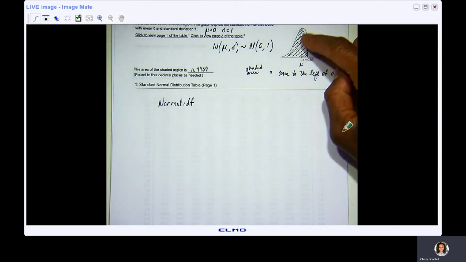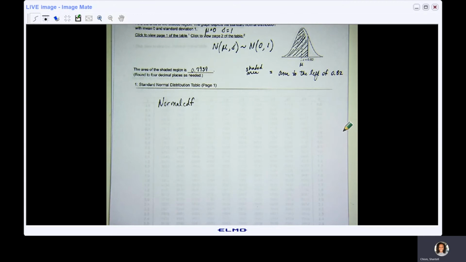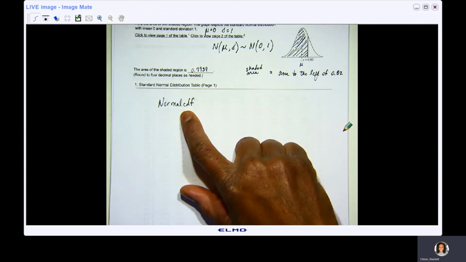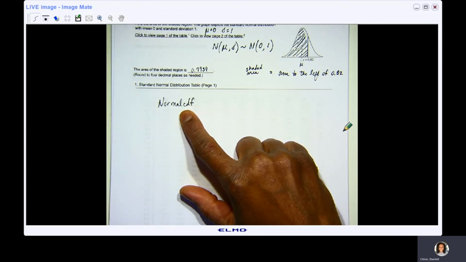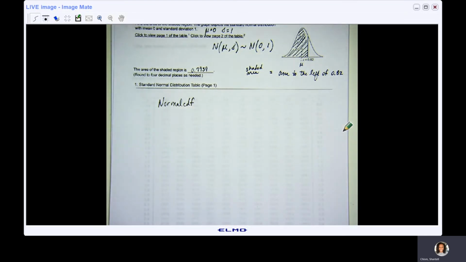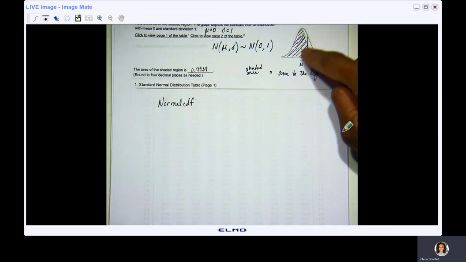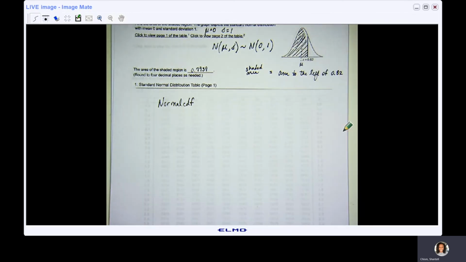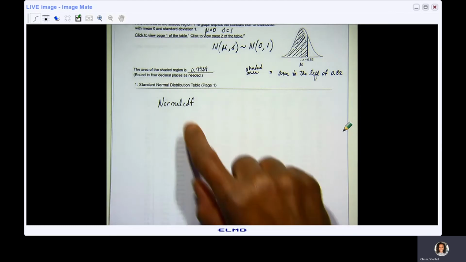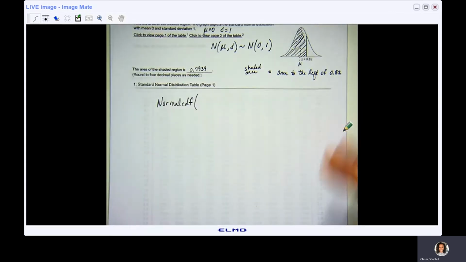Okay, now let me explain to you. Because we're dealing with a cumulative area under the curve, you will always use normalCDF. You will never use normalPDF. Never, ever, ever. We're always talking about an area under the curve, and this is a continuous function. So we're talking about cumulative area under the curve. In order to use this, you have to tell the calculator what your bounds are. You have to explain to the calculator where this region is located that you're trying to calculate the area of.